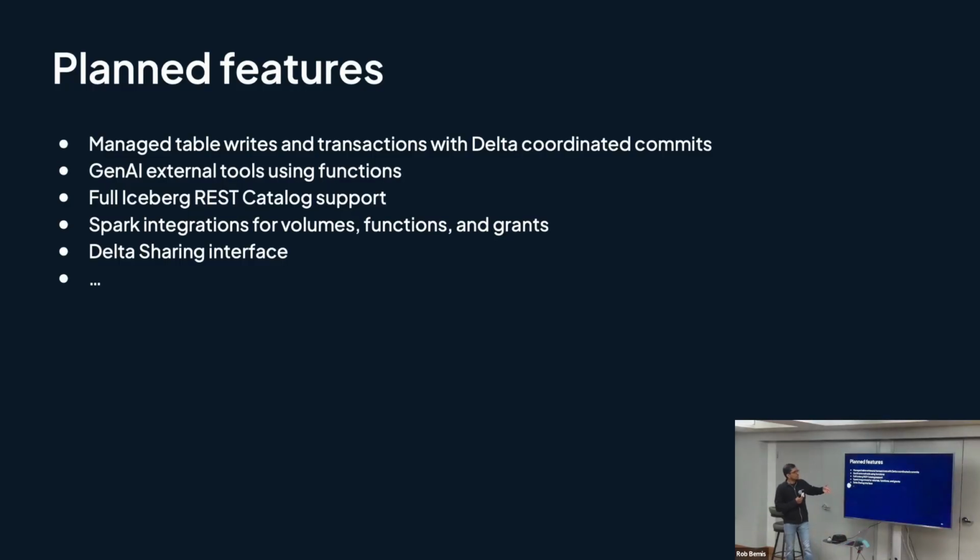In the future, there are a lot of other things coming in. We'll have transactions support with Delta coordinated commits. We have full Iceberg REST catalog support. GenAI tool support, because we already have function support in there. Spark integrations for all the non-tabular datasets, volumes, functions, and grants, and Delta Sharing interfaces and so on.